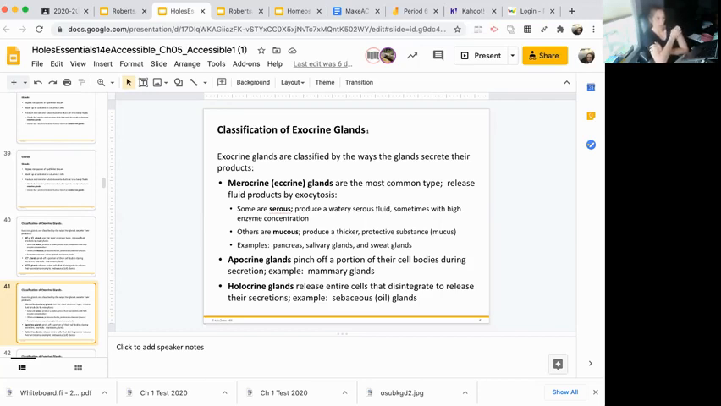So we'll pick up with this gland section, and then we'll move on to connective tissue next live session. And we're going to switch gears to talk about where your lab documents are.